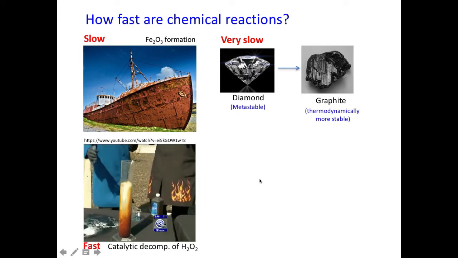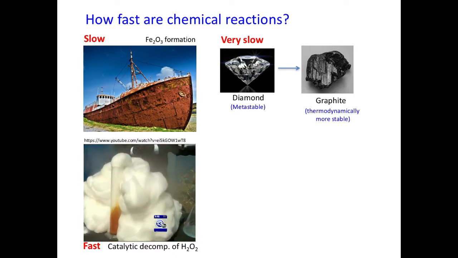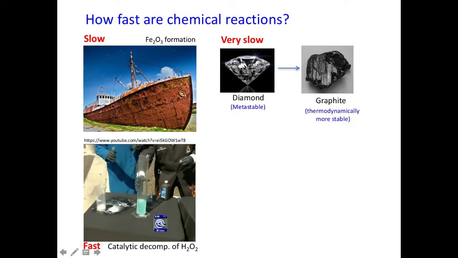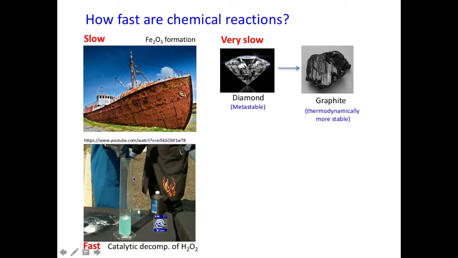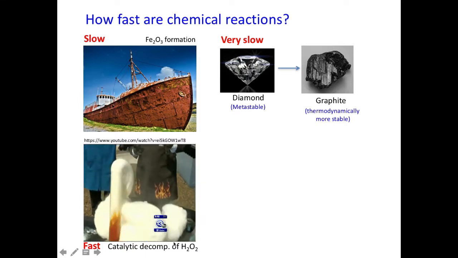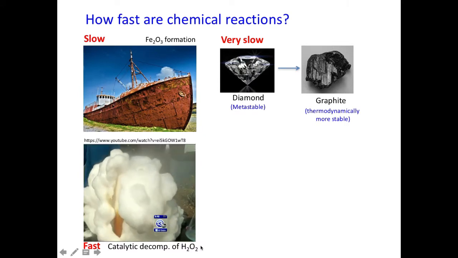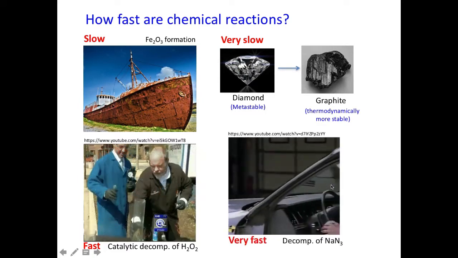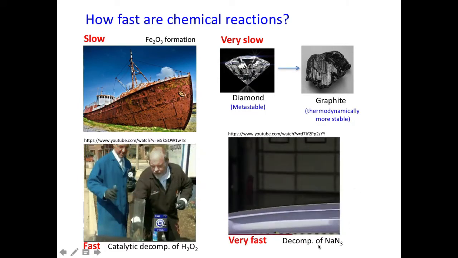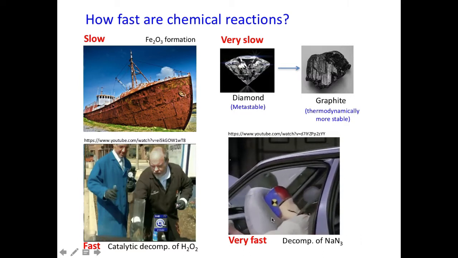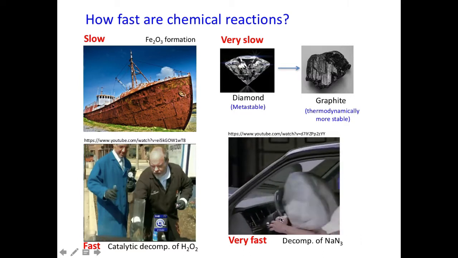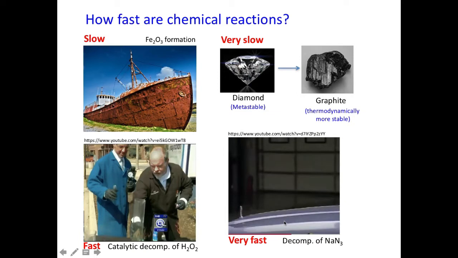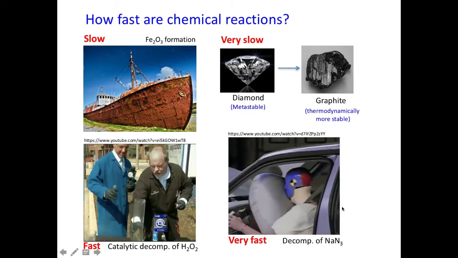Some other reactions can be much faster, like the catalytic decomposition of hydrogen peroxide. Here, this person is adding a catalyst, I think iodine, and the iodine catalyzes this reaction, releasing oxygen. And some reactions can be even faster, like the decomposition of sodium azide. This solid is inside airbags, and it decomposes into nitrogen gas and inflates the airbag. It's so fast that we need to see this in slow motion.